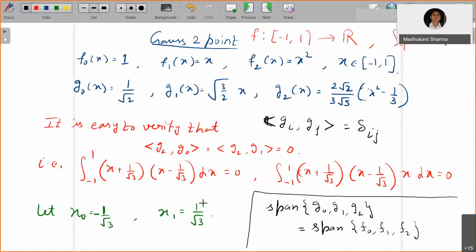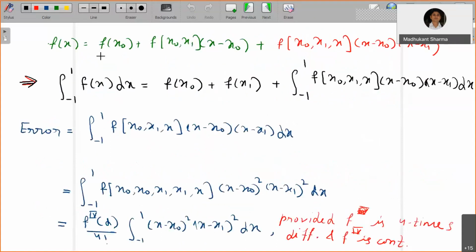So once you have x0 and x1 chosen, with the help of these interpolation points, which are also called Gauss 2 points, we have considered the polynomial of degree 1, that is f of x naught plus f of x naught comma x1 times x minus x naught. So this is your p1 of x, an interpolating polynomial using the points x naught and x1, and this is the error term here.